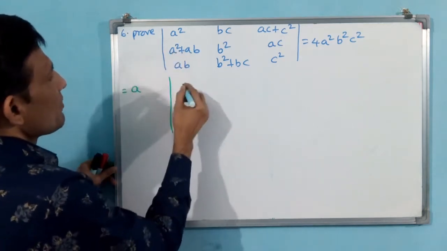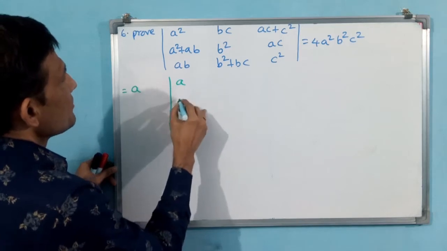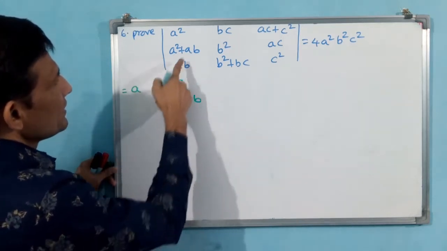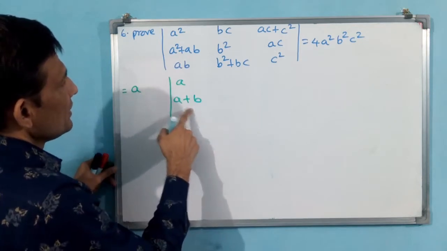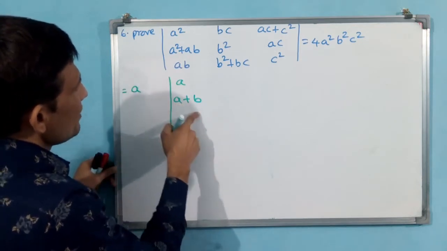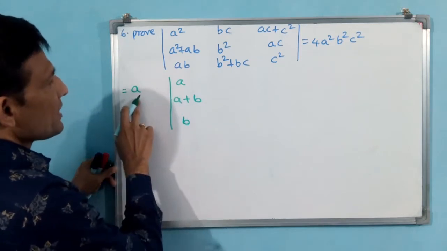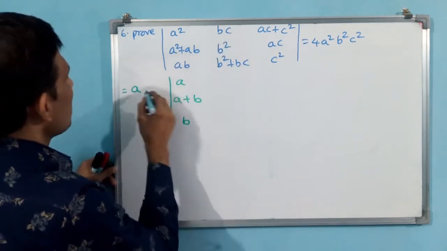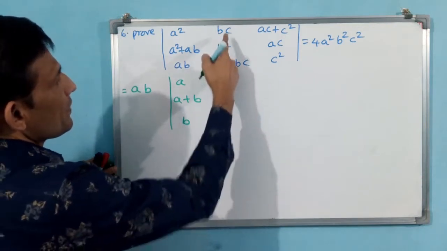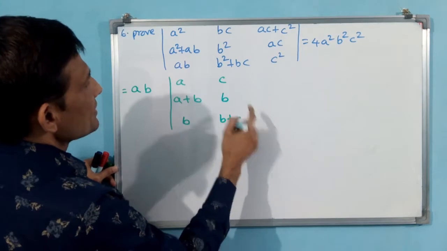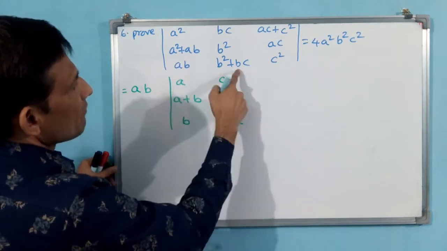If I take common from column 1, then here it becomes a plus b, because one a has gone outside. Here also one a has gone outside. If you send a square outside, ab will become here, then here also b. Here a will be there. In the second column I am also taking b: c will be there, b will be there, and b plus c, because one b has gone.